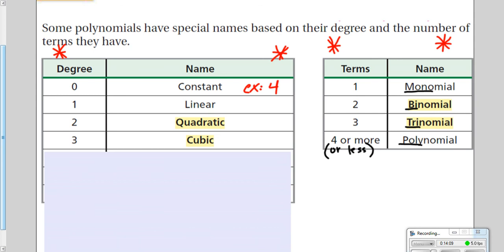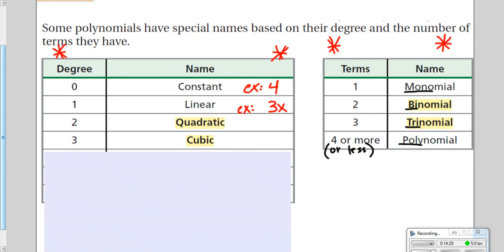Degree of 1, that means you've got a variable, but it just has an exponent of 1, right? And that means it's linear, which you've actually already seen, right? For example, 3x. Okay, that's considered linear because it has a degree of 1. If you graphed that, it's got a slope of 3, right?